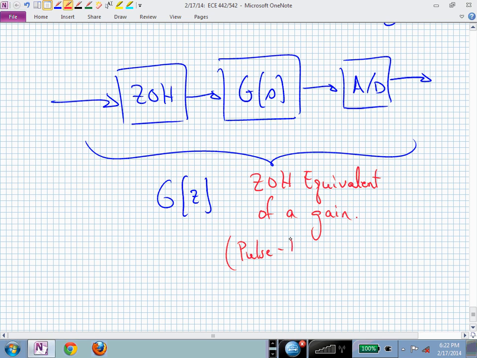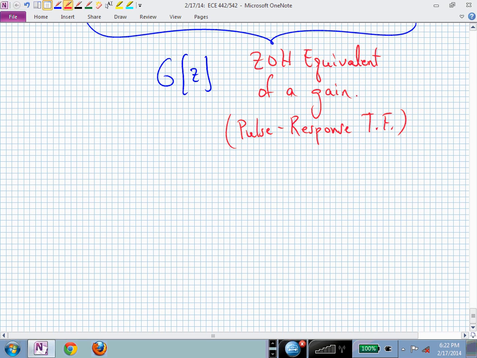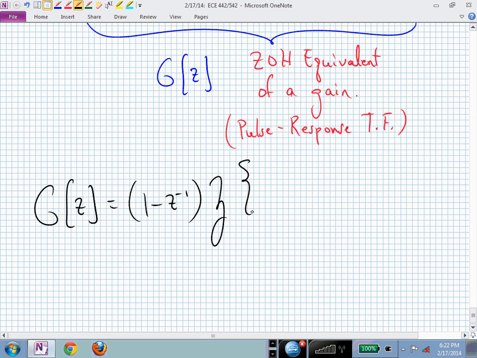Or the G of Z might be referred to as the pulse response. That's what happens if you hit it with a pulse and you've now preceded your plant with a zero order hold. This is now the pulse response transfer function in some books or in some descriptions. The formula is capital G of Z is 1 minus Z to the minus 1. And now we need to Z transform G of S over S.